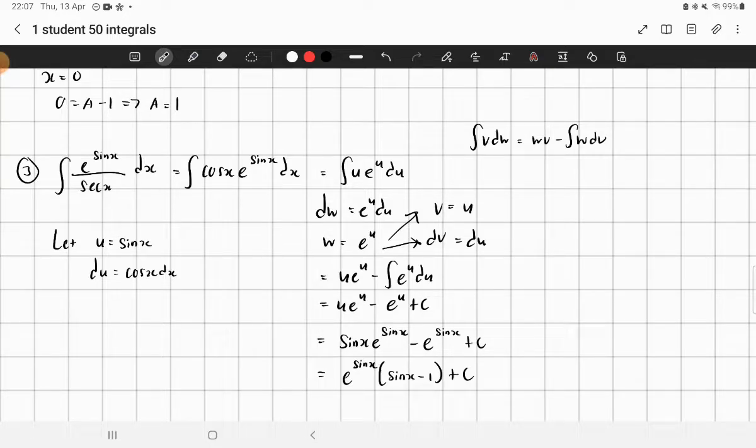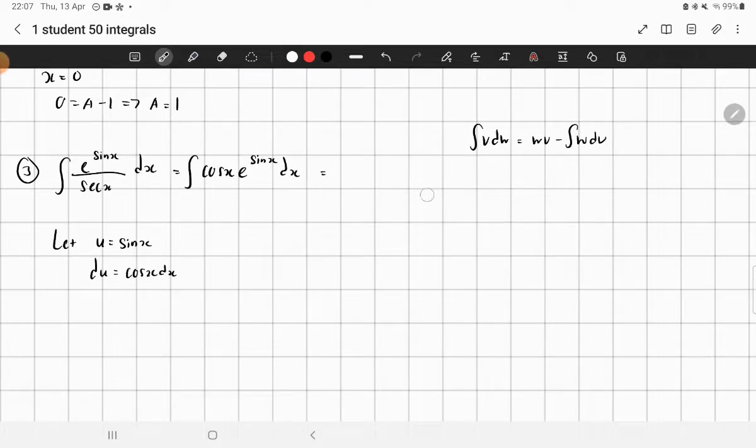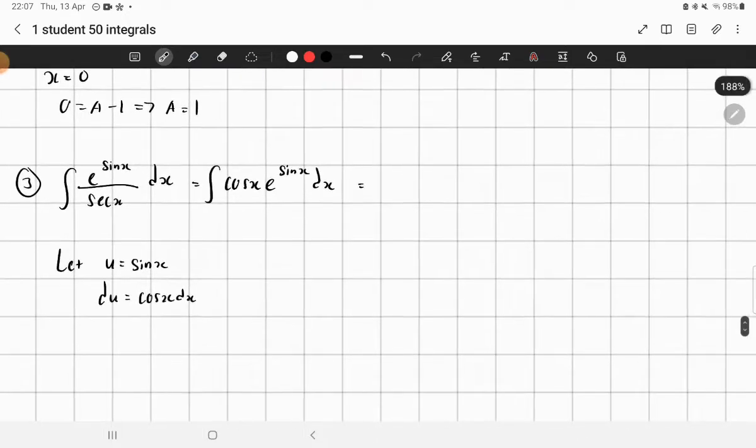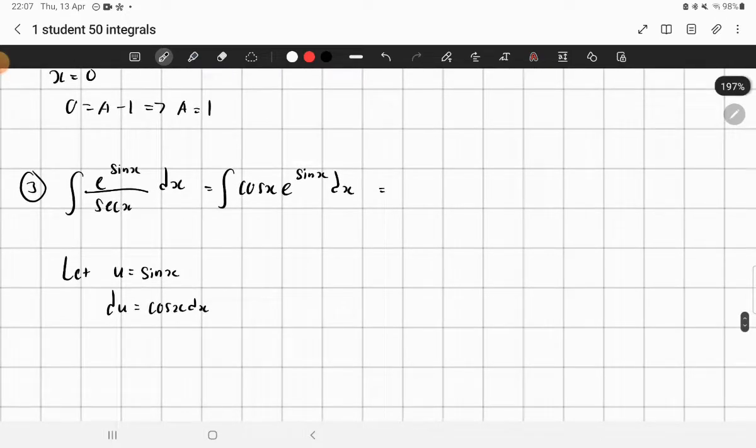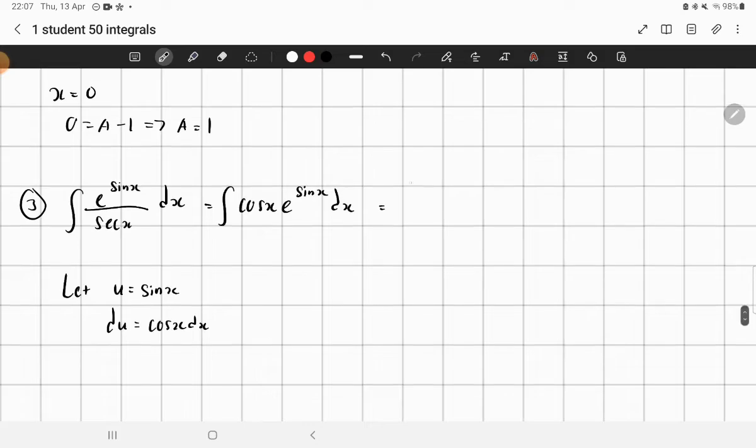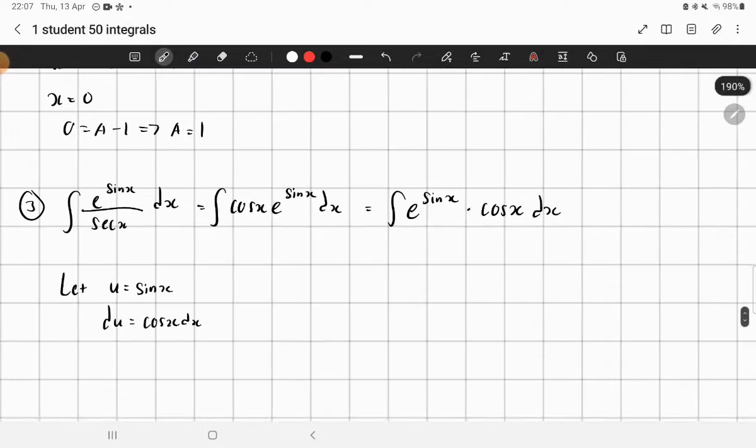My apologies. I don't know what happened. Okay, I made a mistake here. If I rearrange this, you could just substitute. It's just substitution, there's nothing about integration by parts.